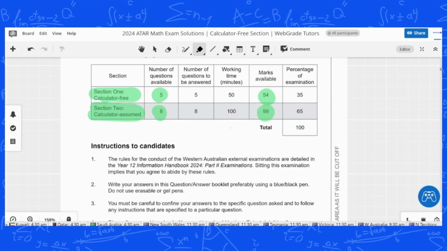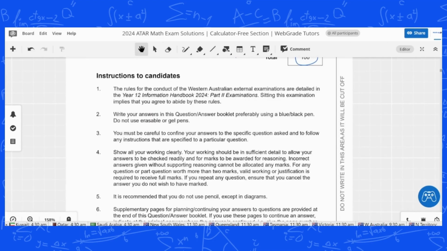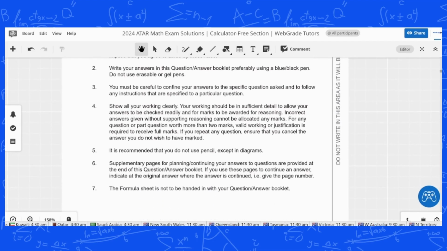So the total percentage you get for the first one is 35%, and for the second one it's 65%, and both together make 100%. You are on the channel for expert maths help. We break down the real exam questions here.